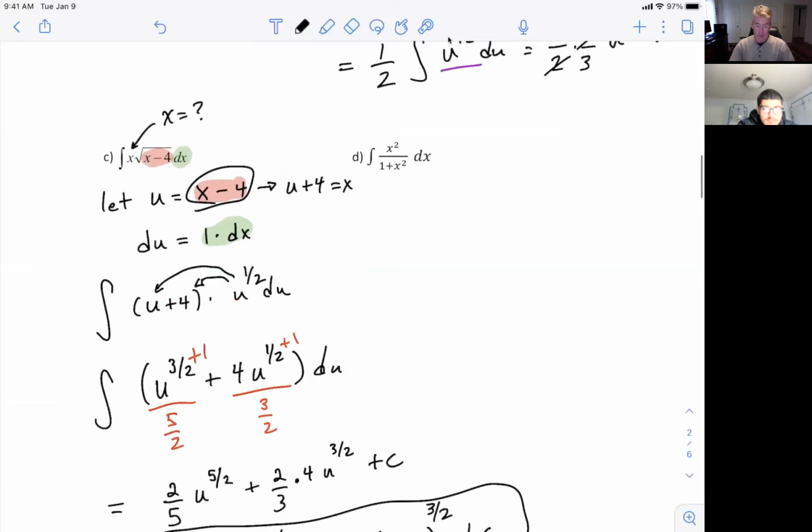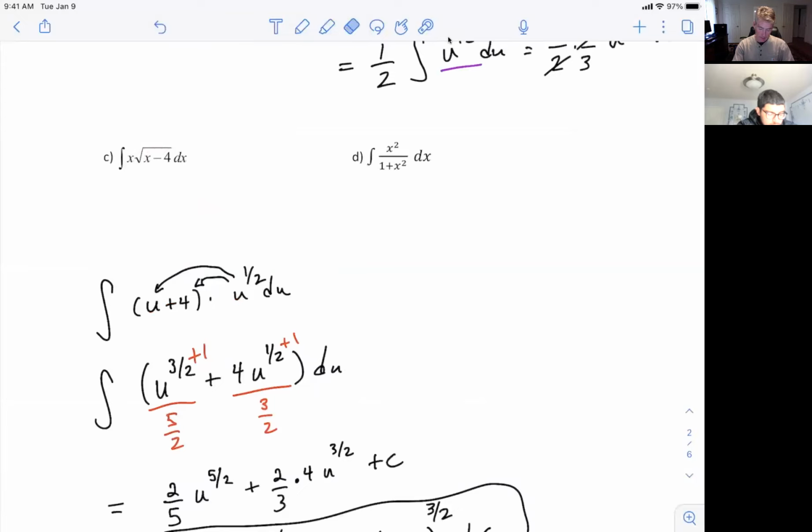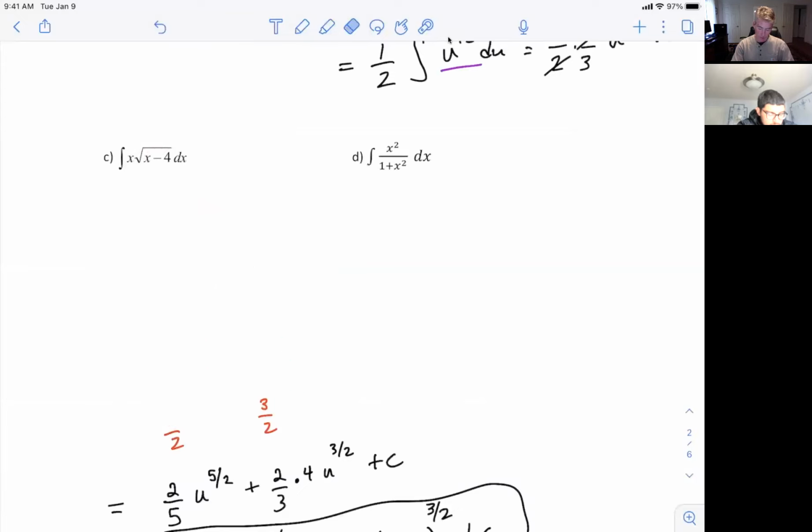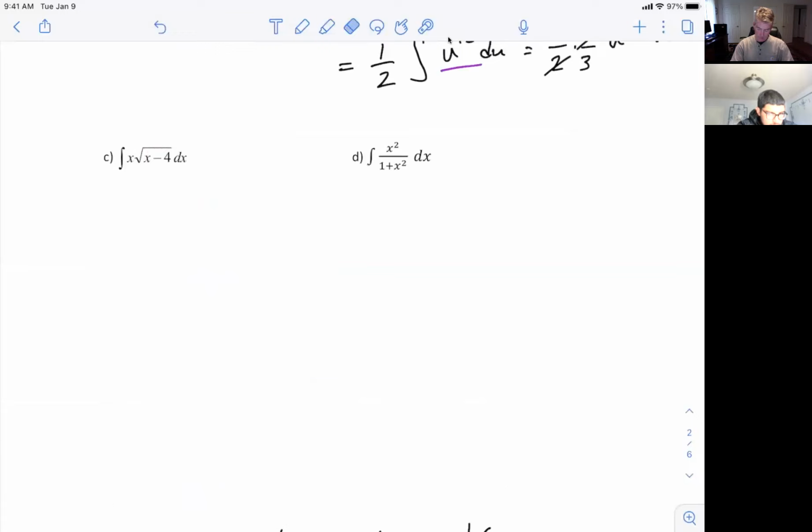So then one more integral. Integrate x squared over 1 plus x squared. So first, try u substitution, and you should let u equal the bottom part. And then the derivative of that is going to be 2x dx. And then the problem with that is this says x dx, but this says x squared dx.